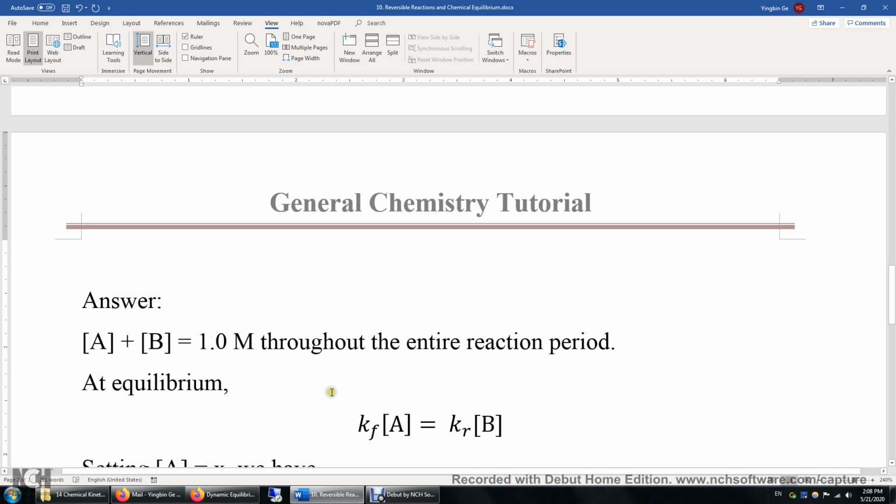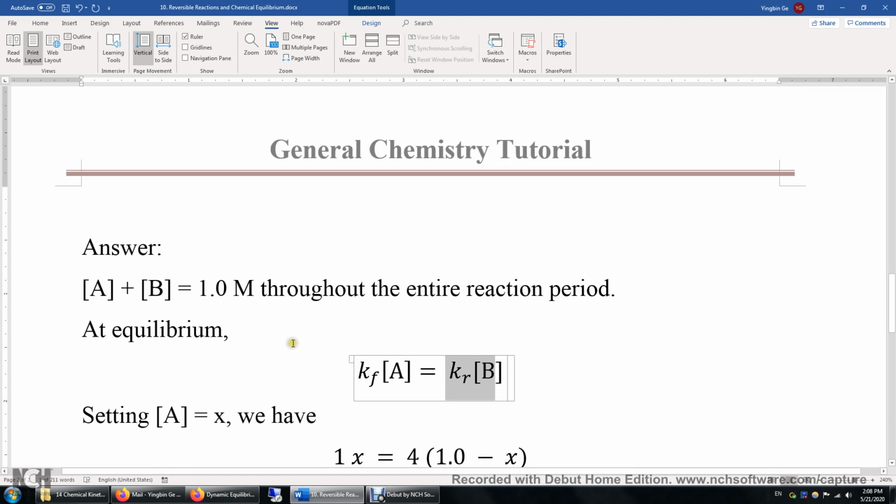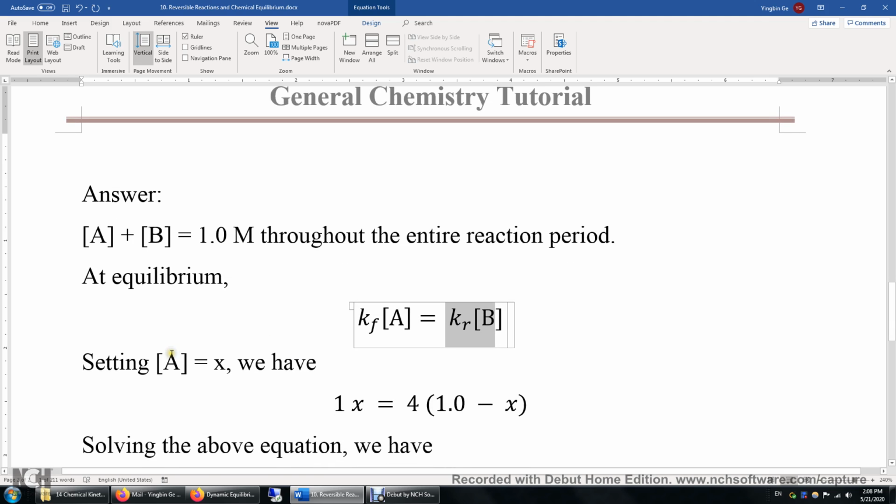At equilibrium, we know the forward reaction rate is equal to the reverse reaction rate. So this is the forward reaction rate, Kf times A. The reverse reaction rate is Kr times B. Now we have another equation. We set A to be X. This is just for convenience. And then we have forward reaction rate times A over here equals reverse reaction rate times B.